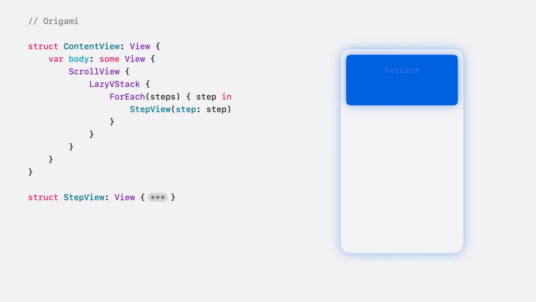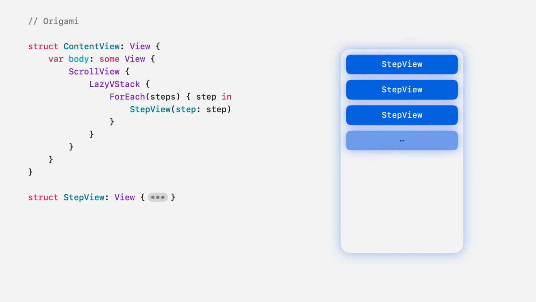There's a scroll view, and the scroll view has a LazyVStack as a subview, and the LazyVStack has the for each as a subview. But of course, the for each isn't just a single view. It's resolved to one step view for every step. And in most cases, these are the subviews that the LazyVStack loads.